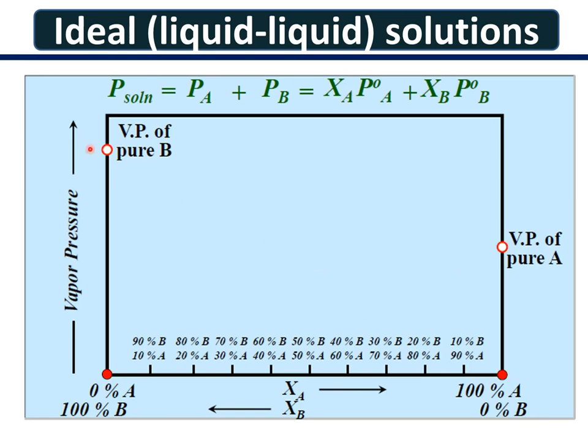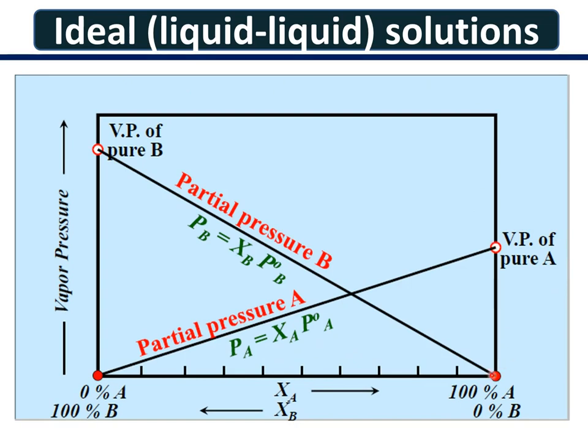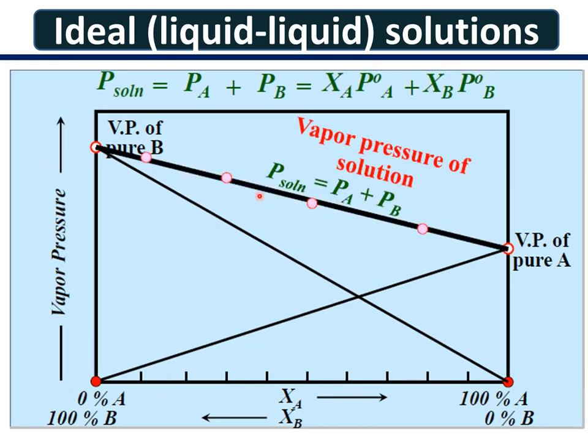How about the partial pressure of the solution, which is the summation of the partial pressure of A and the partial pressure of B at a given composition? So at any composition here, you can go this way up, and you get this value, and you get this value, and you add both together to get a given value here for the solution. Okay? So if you did this, you will see this diagram. This is the solution at several compositions. If you connect all of them together, you will get this line, and this line will represent the vapor pressure of the solution, which is basically the summation of P_A and P_B.